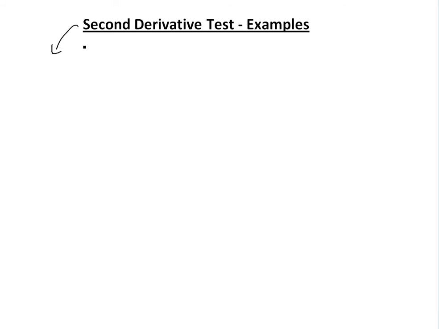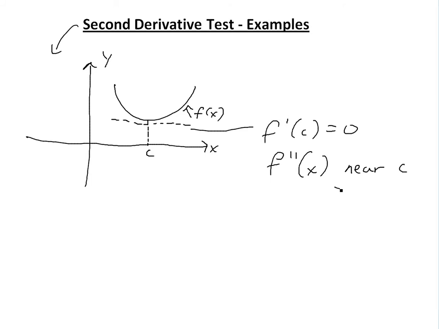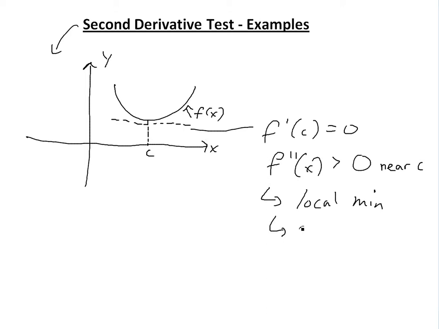But to recap, say you have a function like this here, where this is f(x) and this is, let's say, c, where at c you have f'(c) equal to 0. Then if you have f''(x) greater than 0 near c, like around here, you're going to get a local minimum, and similarly this is concave upwards. And vice versa, I'll just write that down.